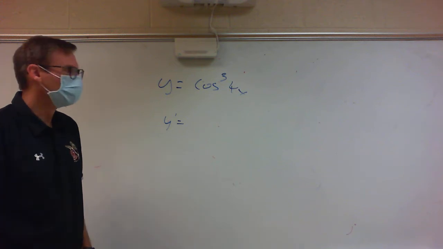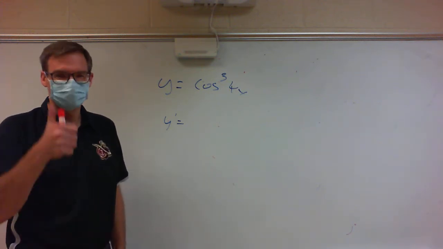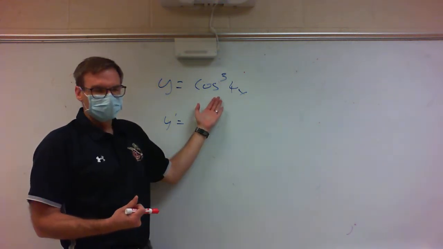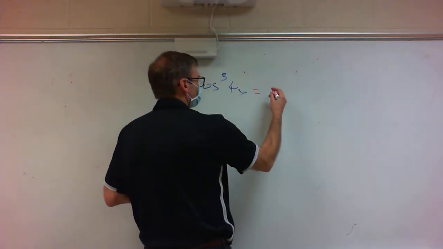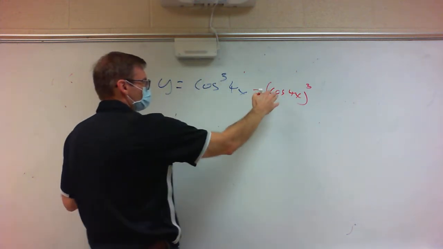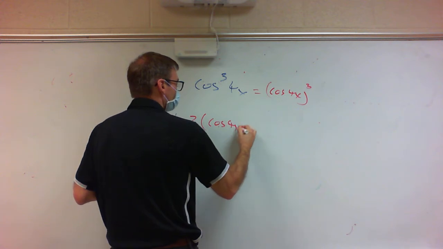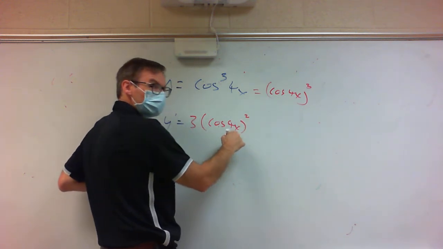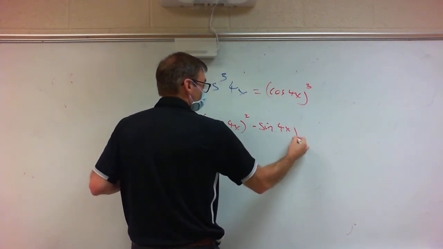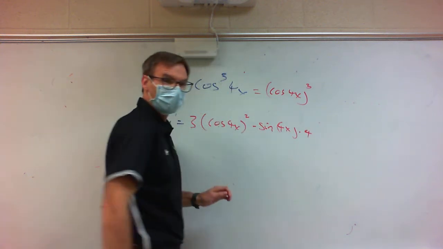Wait, if it's just cosine 4x, do you consider the 4x stuff? Yes. Okay. Good. So to do this, the first thing you do is say, all right, this is going to be cosine of 4x, all cubed. So I see stuff cubed. That's 3, copy stuff, which is cosine of 4x squared, times the derivative of the inside, which is the derivative of cosine stuff. That's going to give me a negative sine 4x. And then there's stuff, so then I have it times 4.